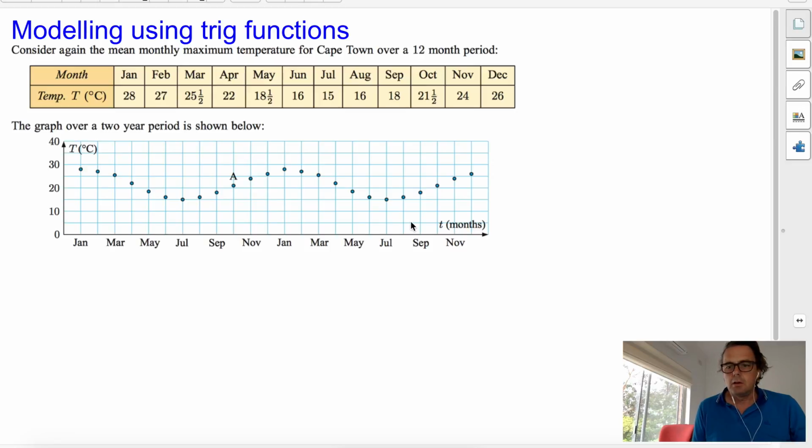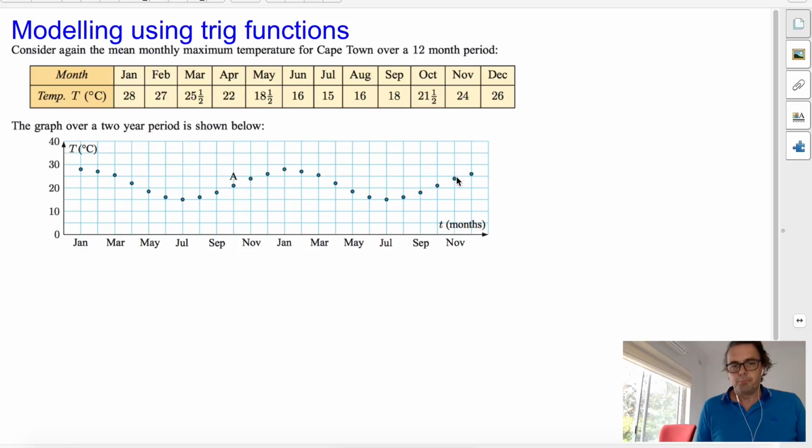Hi guys, in this lesson we will look at using trigonometric functions for modeling real-time situations. And in this case we will look at the mean monthly temperature for Cape Town over a 12-month period. There's some data there, we can plot the data and we want to obtain a model from that.